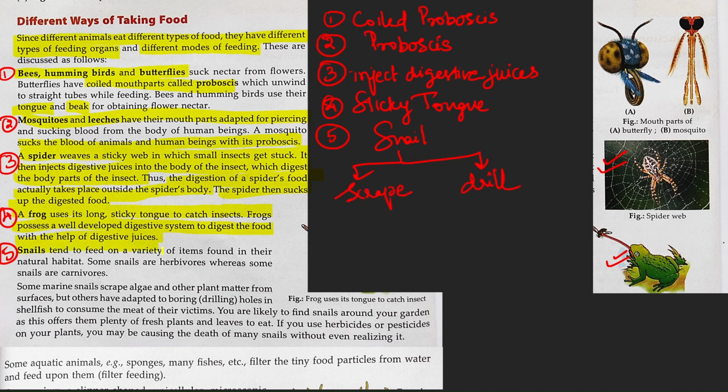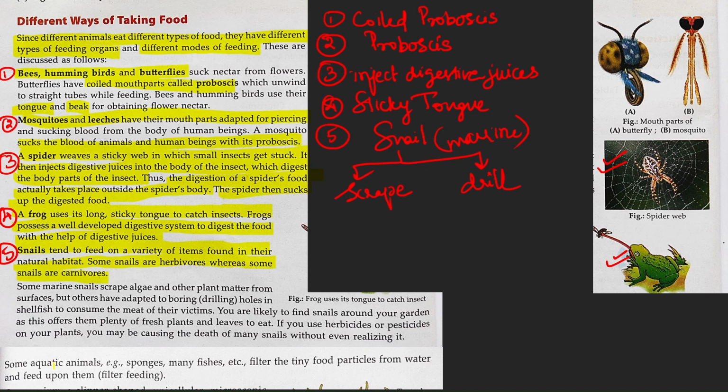Snails tend to feed on a variety of items found in their natural habitat. Some snails are herbivorous, whereas some are carnivorous. Some marine snails scrape algae and other plant matter from surfaces, but others have adapted to boring or drilling holes in shellfish. So this scraping and drilling happens in marine snails, to consume the meat of their victims. You're likely to find snails around your garden, as this offers them plenty of fresh plants and leaves to eat. If you use herbicides or pesticides on your plants, you may be causing the death of many snails without even realizing it.